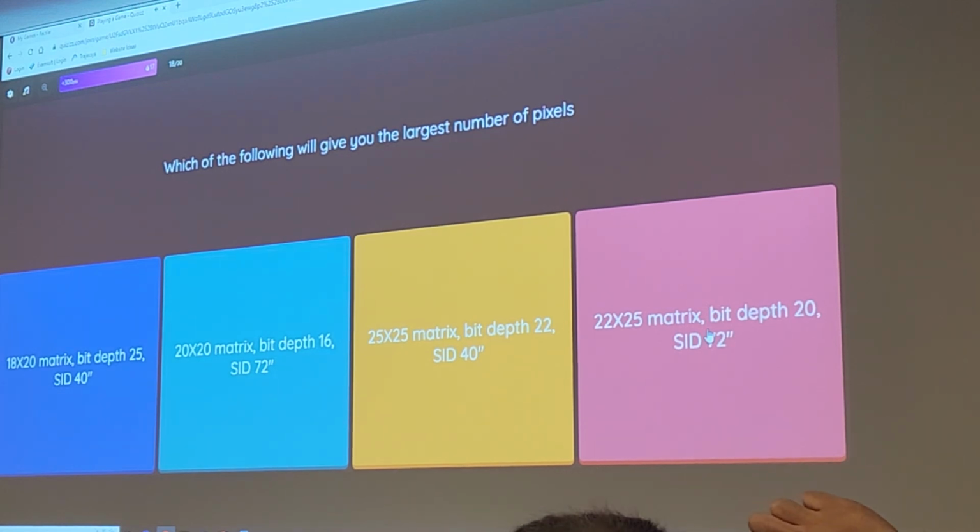No. Remember what I said? Bit depth and shades of gray, or contrast resolution, right? Pixels, matrix, field of view is spatial resolution, right? Since we're looking for pixels, why are you looking at bit depth? Basically, we shouldn't look at bit depth. So then spatial resolution. The bigger the matrix, the more the spatial resolution, the more the pixels, the more numbers you have. So the bigger one is the 25 by 25 matrix. I may have written this one wrong. I don't remember.